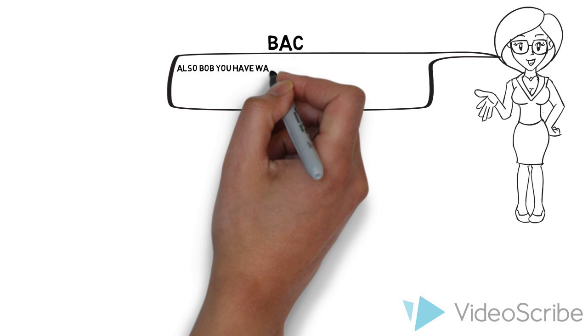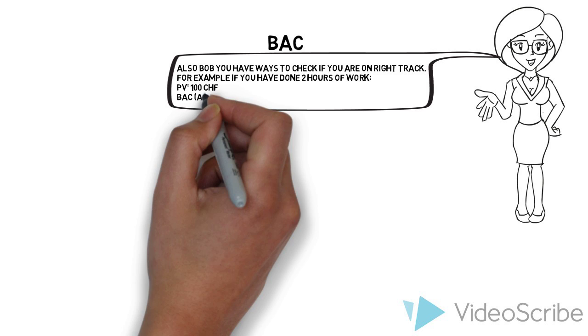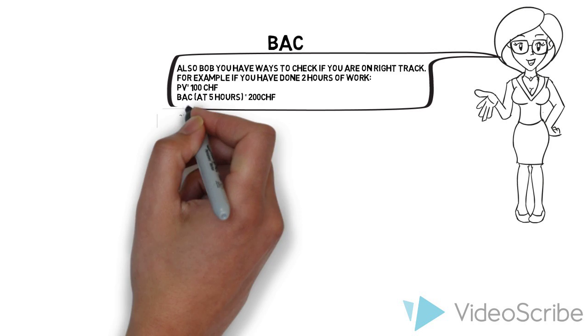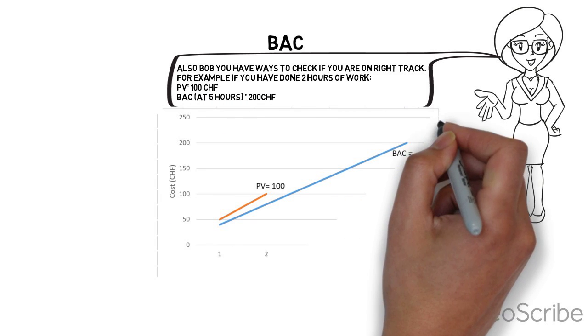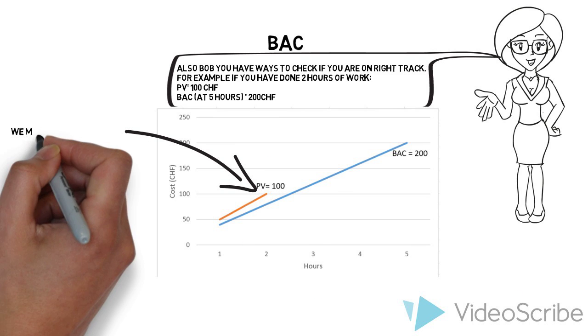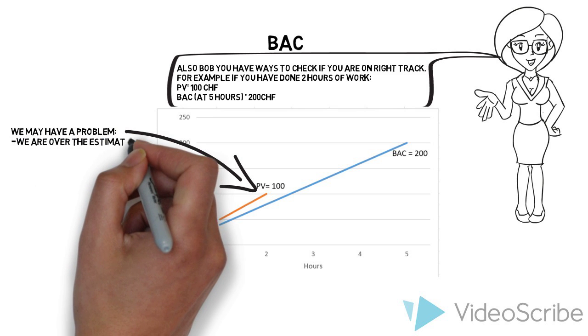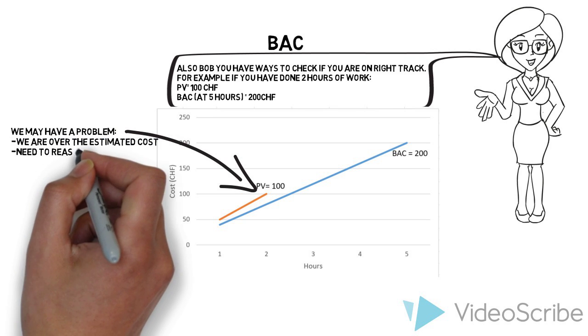Also, Bob, you have a way to check if you are on the right track. For example, when you will have done 2 hours of work, if you see that your planned value, the value that you have spent already, is 100 francs, knowing that your budget at completion is 200 francs, you can see here that you may have a problem because you have spent more than you should have in this period. So take the time to see where it comes from and reassess your budget.